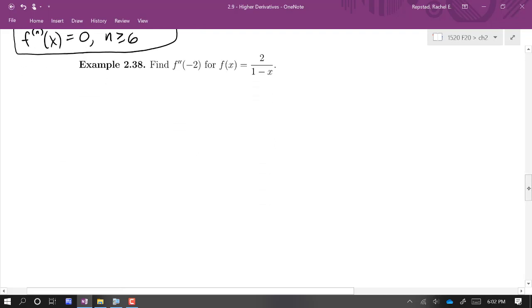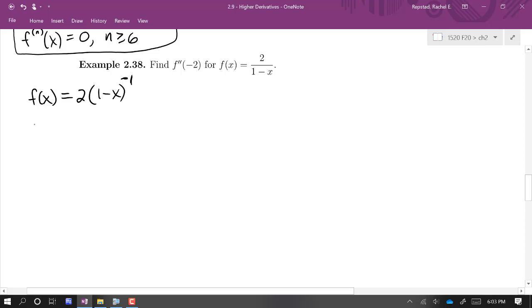Okay, so let's do another example. They want us to find f double prime of -2 for this function. So the first thing we need to do is set about finding the second derivative. I'm going to rewrite this function. And I'm going to rewrite it in a power rule friendly form. So I got 2 times 1 minus x to the minus 1. And that means now I don't have to use the quotient rule. So it's kind of convenient.